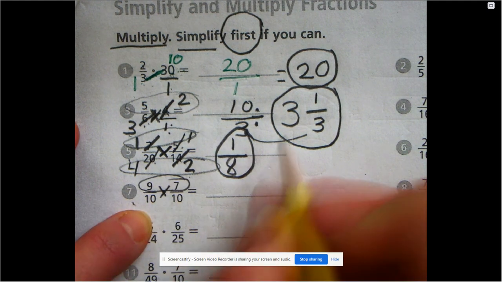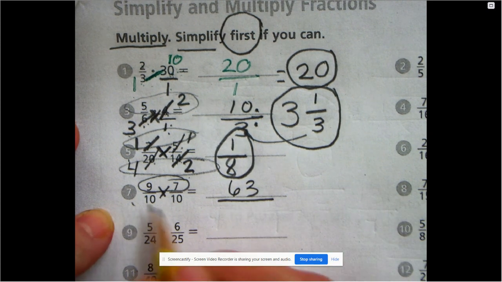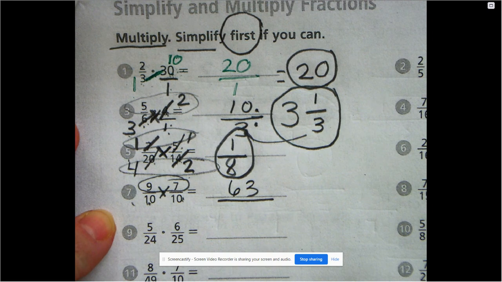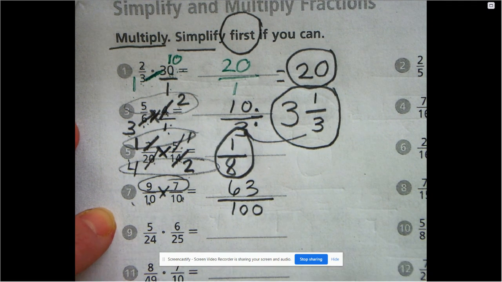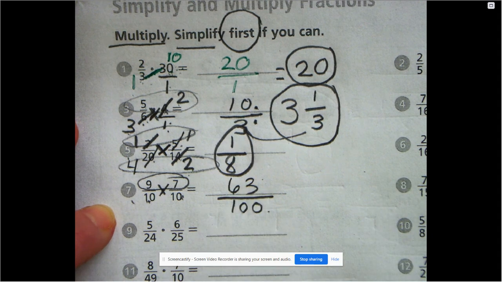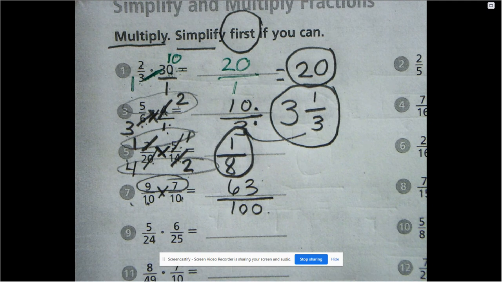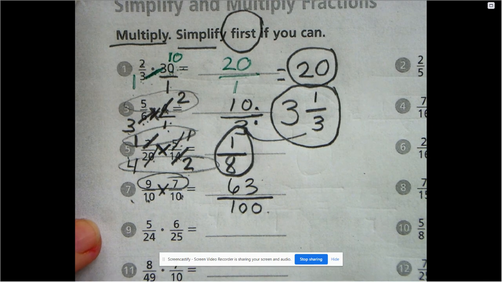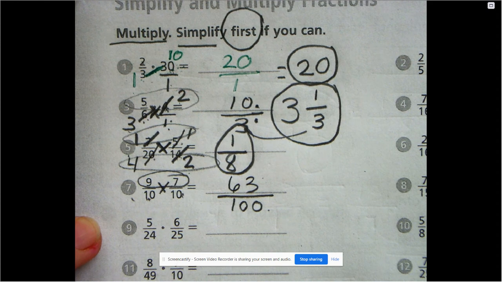9 times 7 is... 10 times 10 is... Noticing this is an even number, noticing this is an odd number. This is a really big fraction name still. I'm thinking to myself, is there a number that 63 and 100 share? And unfortunately, there isn't. So we are leaving that fraction just the way that it is.